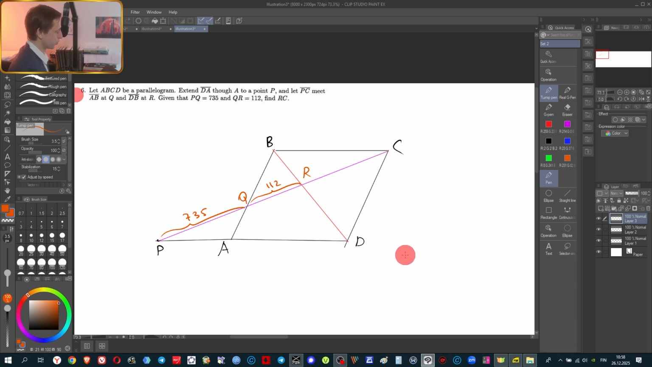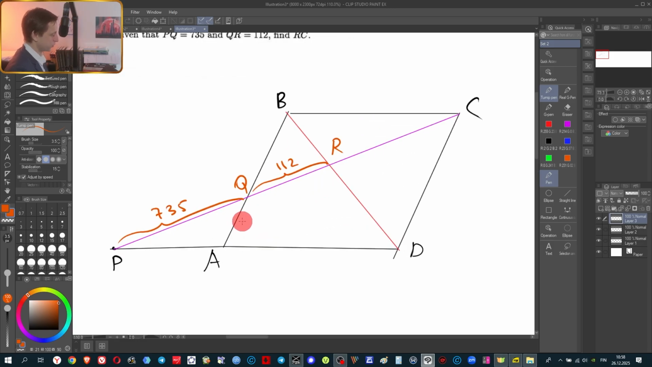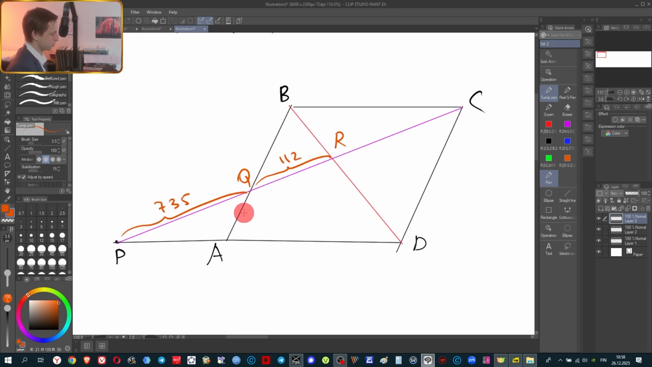So a very short problem. In general, when you work with parallelograms and when you extend such lines, like this one, you should understand right away that you will get a lot of similar triangles. For example, what similar triangles do you see here in the picture? Well, immediately this triangle is similar to this one because this line is parallel to this line. Or, for example, this triangle is similar to this triangle because this line is parallel to this line.